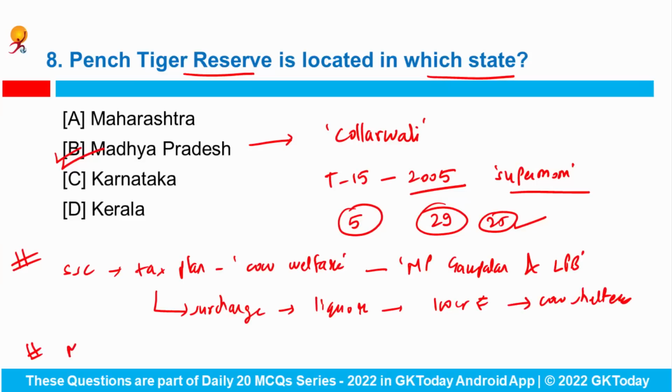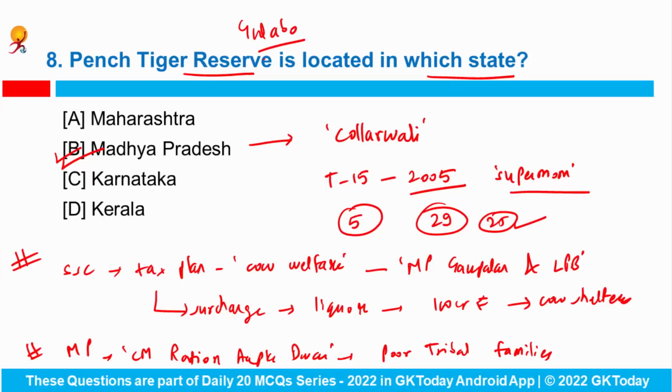Also, Madhya Pradesh has decided to implement the Mukhyamantri Ration Aapke Dwar scheme, and it will be implemented to benefit poor tribal families. Now you have to tell me, Gulabo, which has recently died, belongs to which particular state?